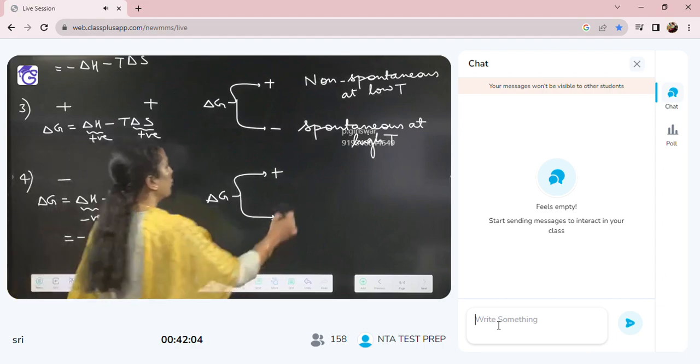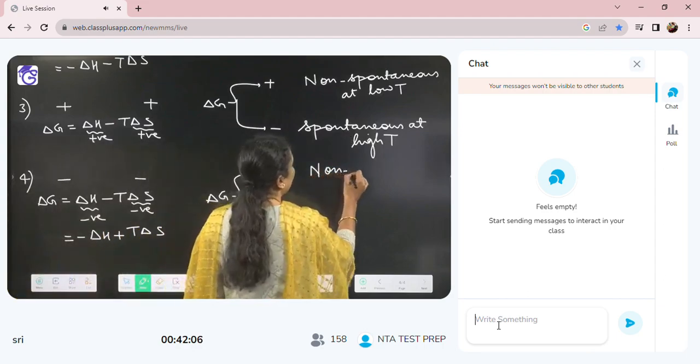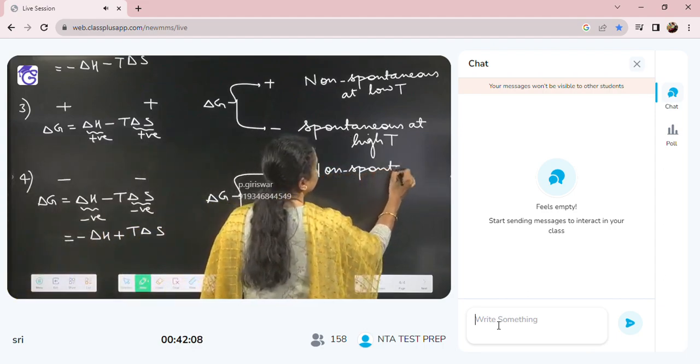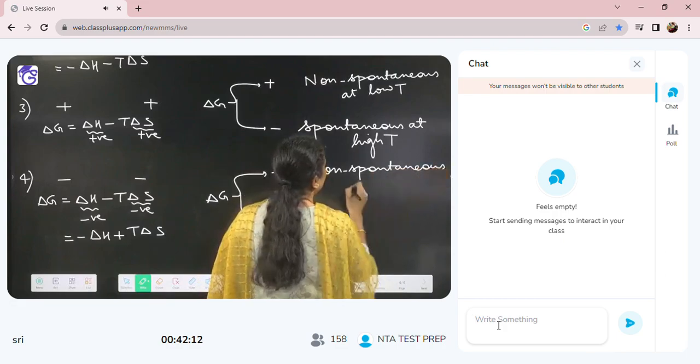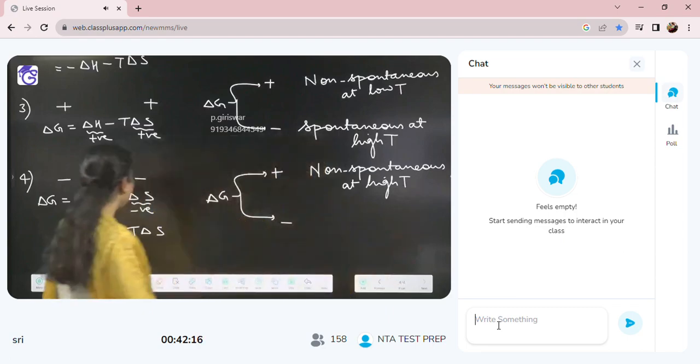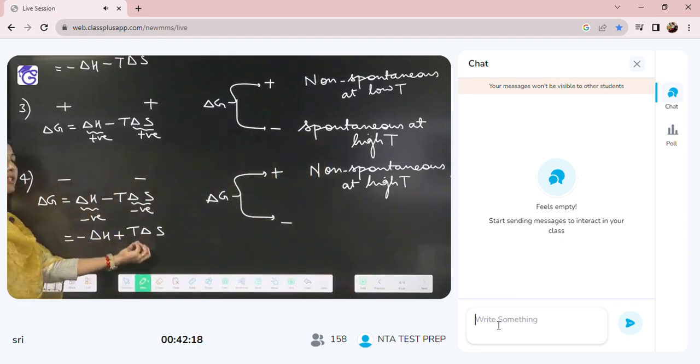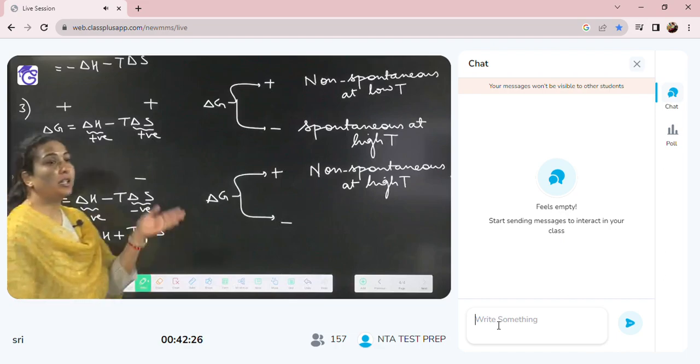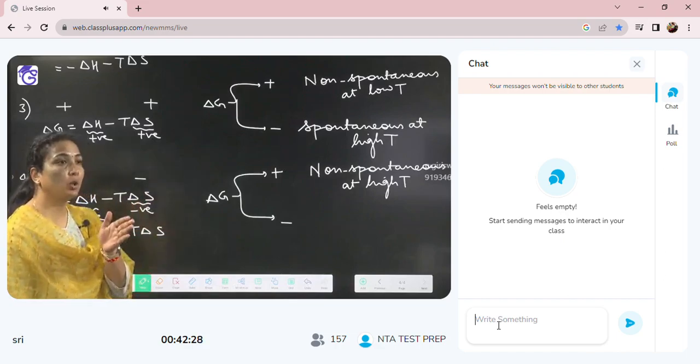So I'll be able to write this as non-spontaneous at high temperature, just the reverse of what we learned in the third case. Similarly, if temperature is low, then this product will be lesser and minus delta H value is going to dominate. So delta G will become negative. So I'll say that it is becoming spontaneous at lower temperature.